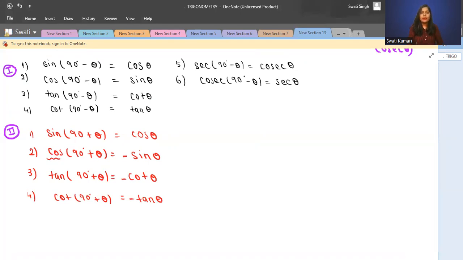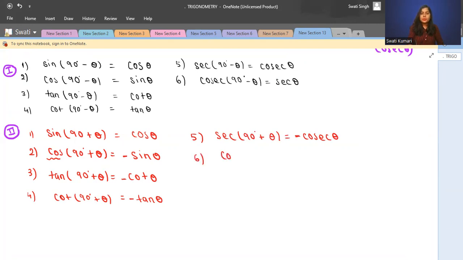All right. Now let us talk about sec of 90 degree plus theta. Sec of 90 degree plus theta, sec will become cosec. And you know that sec in the second quadrant is negative. So that is why this will become negative.